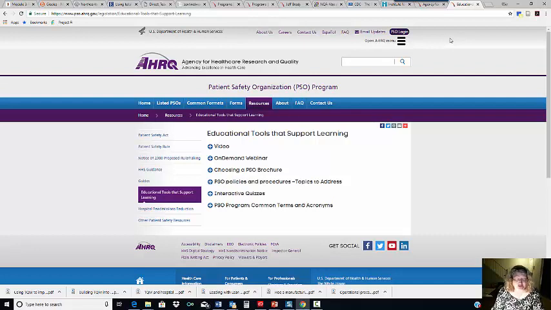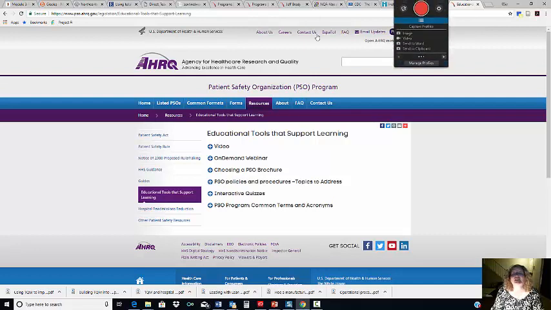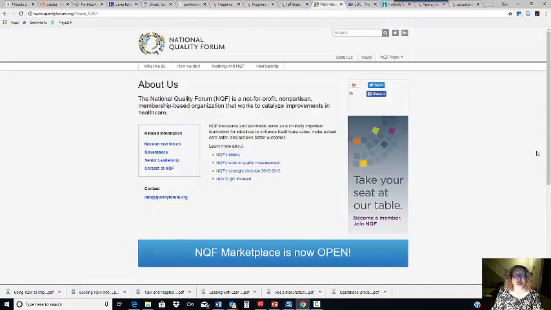Next, we'll look at the National Quality Forum. The National Quality Forum is a group that will help to improve healthcare. And what they do is they endorse measures to support the national quality strategy. And you can see different information and benefits if you want to join that organization.